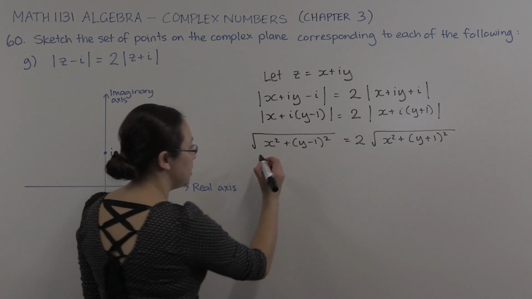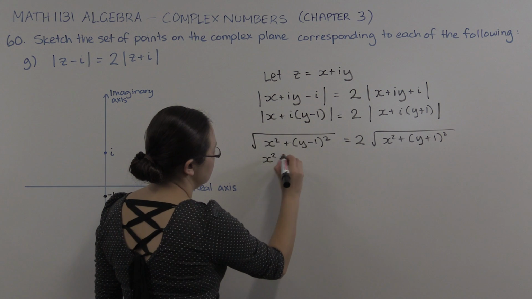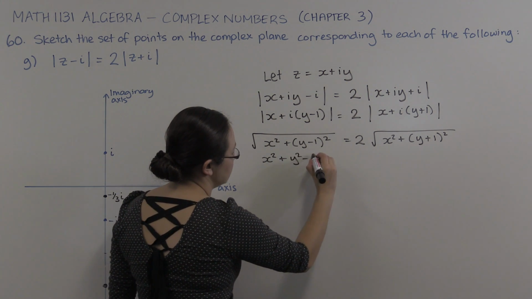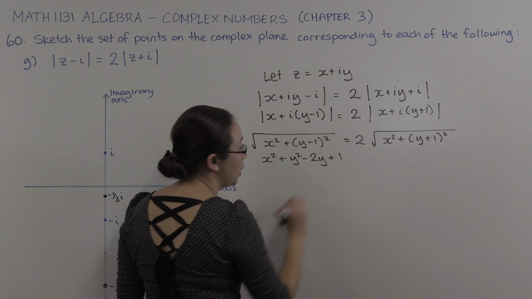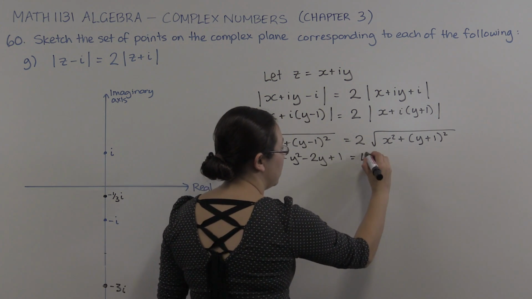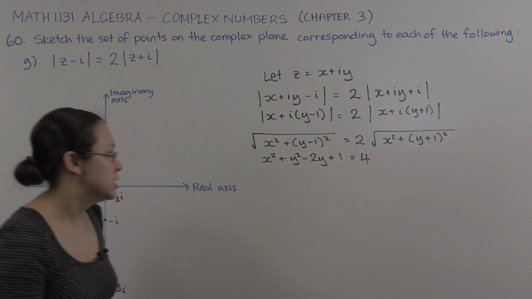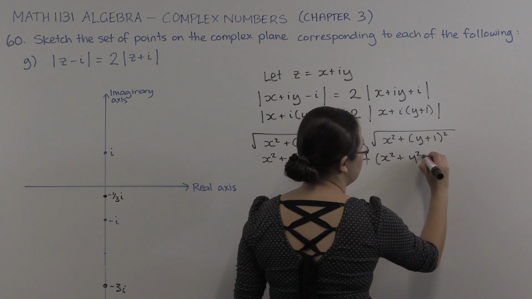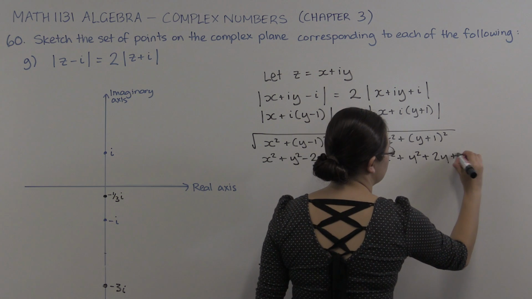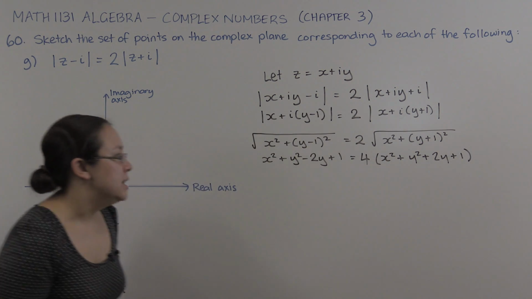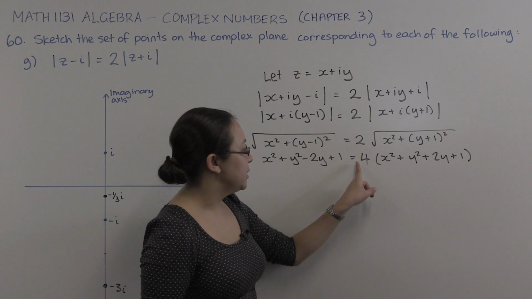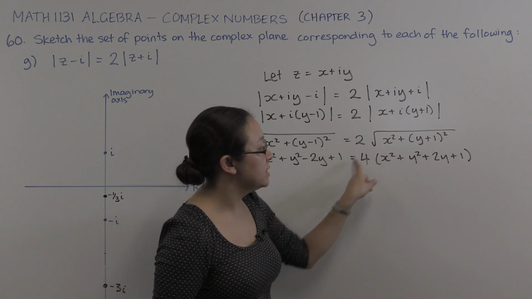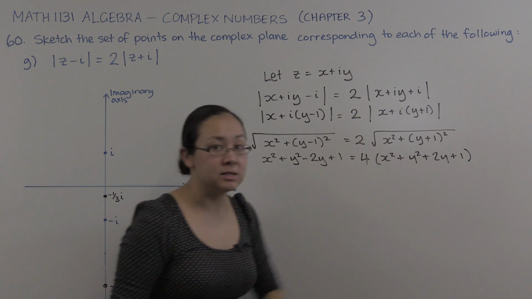So if we square both sides and do a bit of expanding, we'll get x squared plus y squared minus 2y plus 1. Now if we square that 2, we get a 4. So just be careful, we're squaring both sides here. Let's expand the middle here. And so really we have 4x squared plus 4y squared plus 8y plus 4.